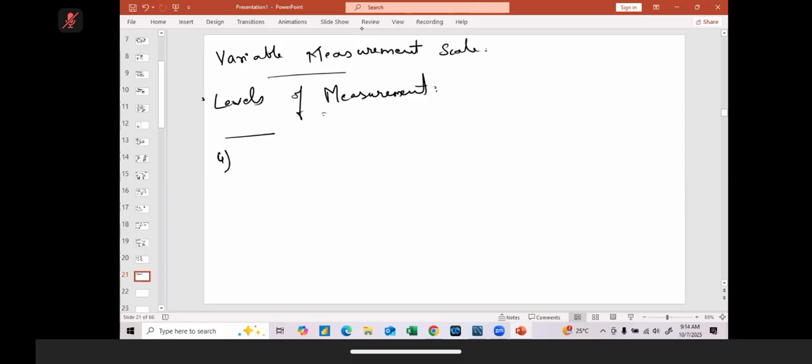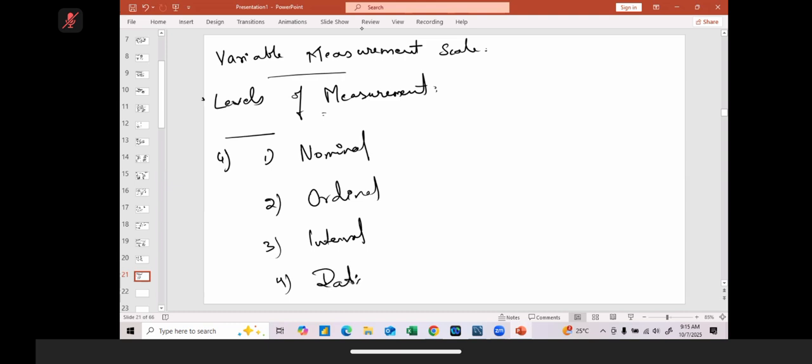See here, there are 4 different variable measurement scales. First one is nominal. Second one, ordinal. Third one, interval. Fourth one, ratio. Okay, ratio. What is nominal?